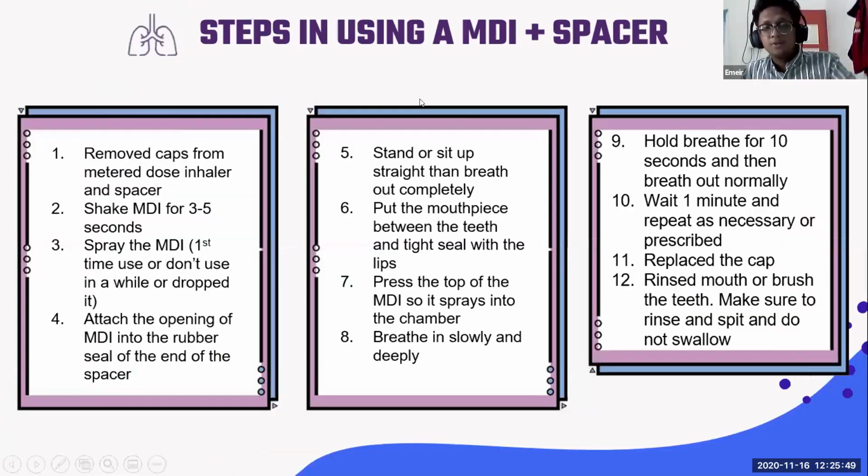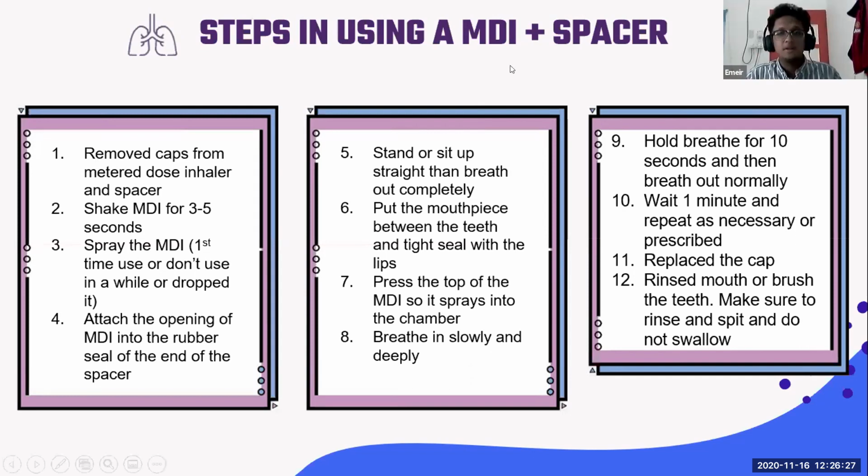So these are the steps in using MDI with spacer. Similar to the video, but it is important to note that we must spray the MDI, or prime the MDI, for the first use of the MDI itself, or if we have not used the MDI in a long time, or if we drop it. And also for MDI with spacer, and generally in MDI, we must rinse the mouth and teeth, and make sure with every rinse we spit and do not swallow, because this has complications.